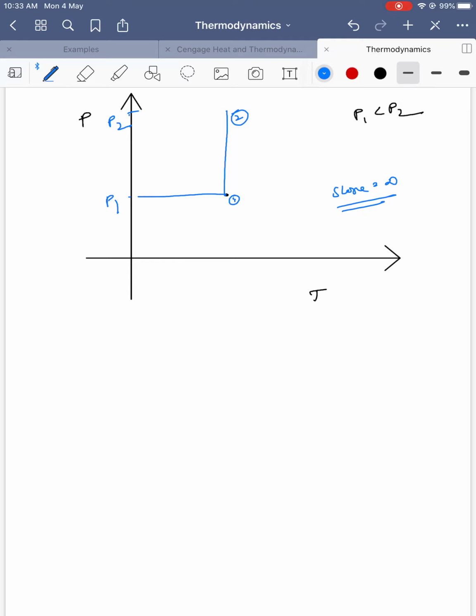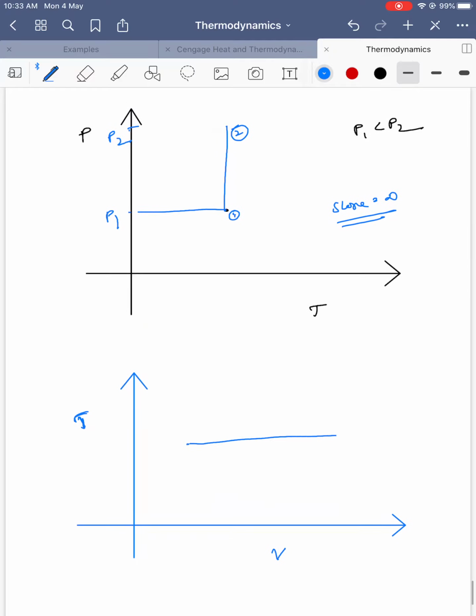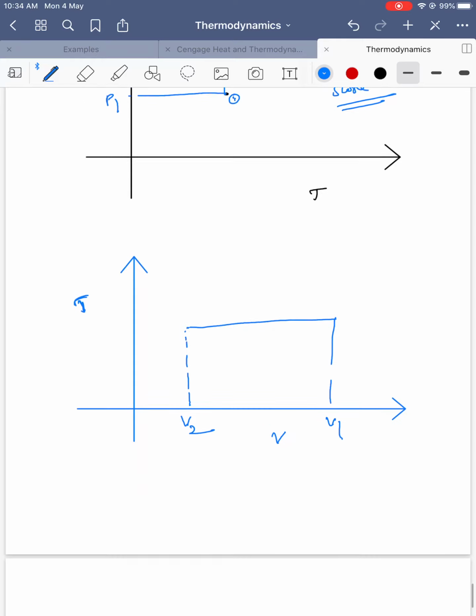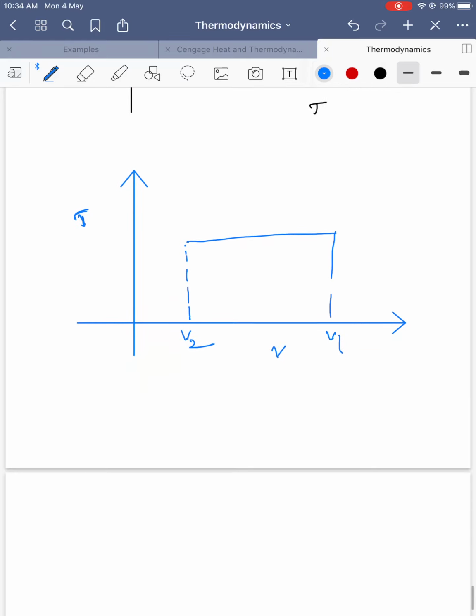Let's see another graph, volume versus temperature. What happens to volume? Say this is volume, and I am writing temperature here. Temperature remains constant as it is. P1 is less than P2, so V1 will be greater than V2. Here will be V2 and here will be V1, because V2 must be less than V1. These are the three different graphs of the isothermal process. Remember each point we discussed.